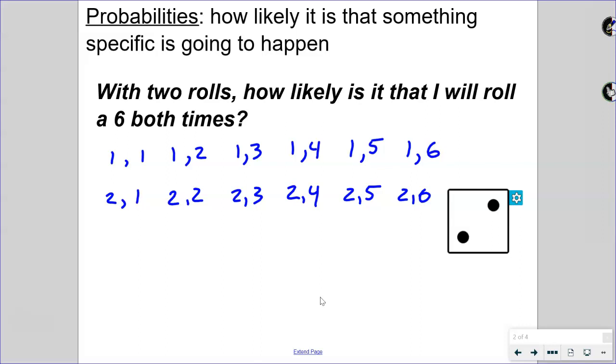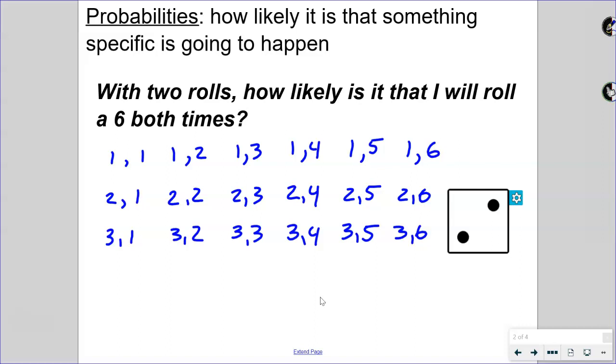So that means that I can roll a 3 and a 1. Or a 3 and a 2. Or a 3 and a 3, a 3 and a 4. I can roll a 3 and a 5, and I can roll a 3 and then a 6. So right now, I'm just writing down all of the possible things that could happen when I roll that dice twice. Am I done? Certainly not.